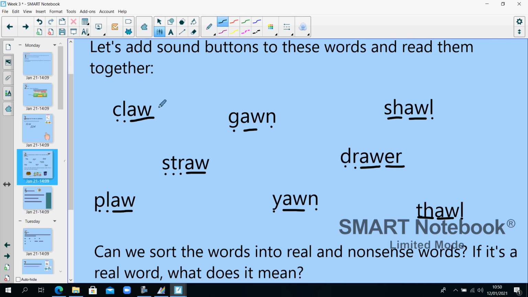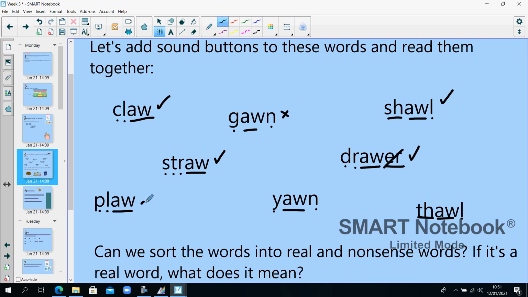Is claw real or nonsense? It's a real word. Animals have claws. Gone, real or nonsense? It's a nonsense word. Shawl, it's a real word. A shawl is like a scarf. Straw, it's a real word. We drink from straws, and straw is also used to feed some animals. Draw, drawer is also a real word. Drawer spelled like this means like a drawer in a cupboard, drawers that we might put clothes in. Without the ER, it's draw, as in draw a picture.